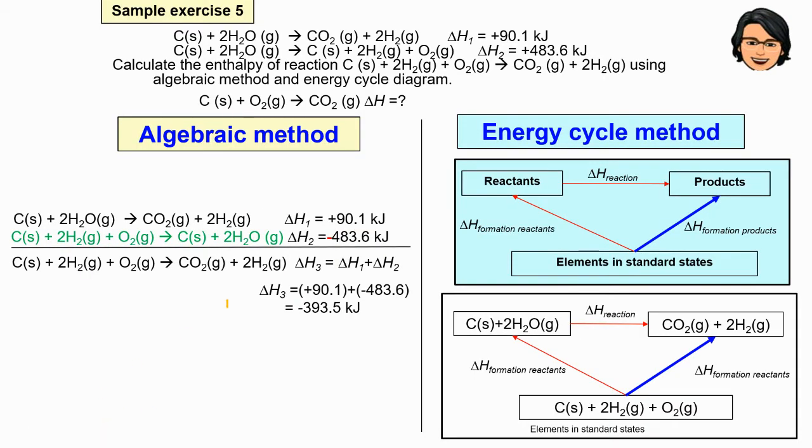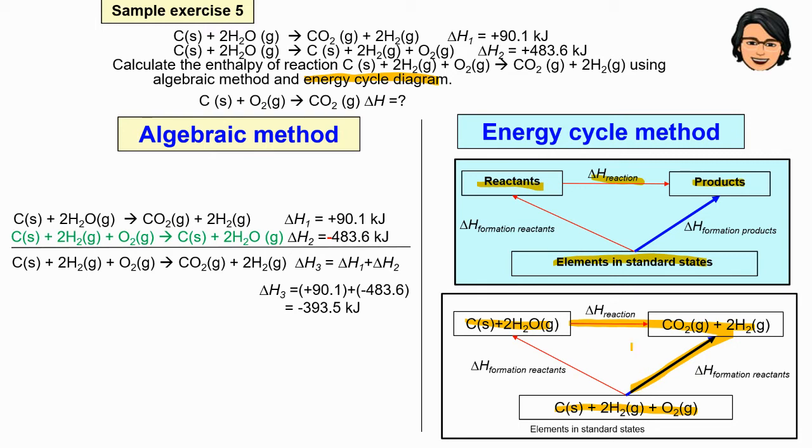After you've constructed the cycle, you can calculate the enthalpy of solution. Next, there's another type of energy cycle diagram, and this time it is different from the others as well. We have elements in standard states to form the reactants, elements in standard states to form the products, and reactants to products is called the enthalpy of reaction. Usually you will be given three reaction equations.